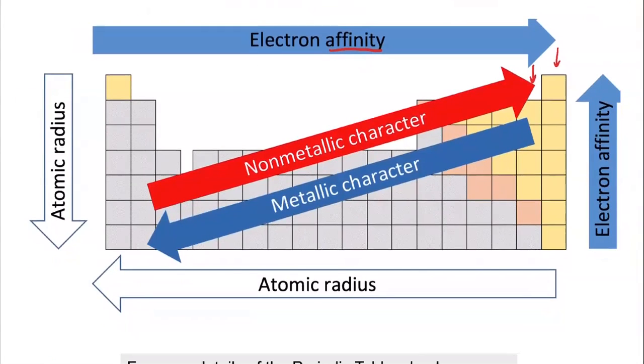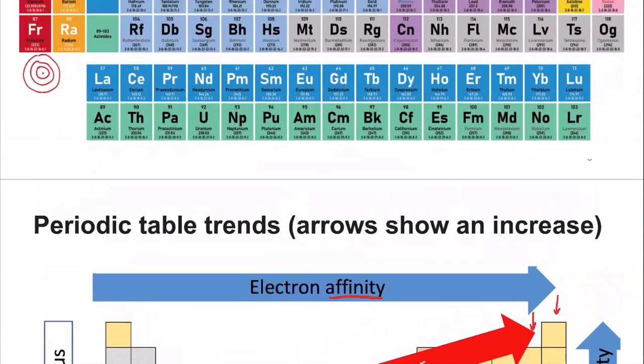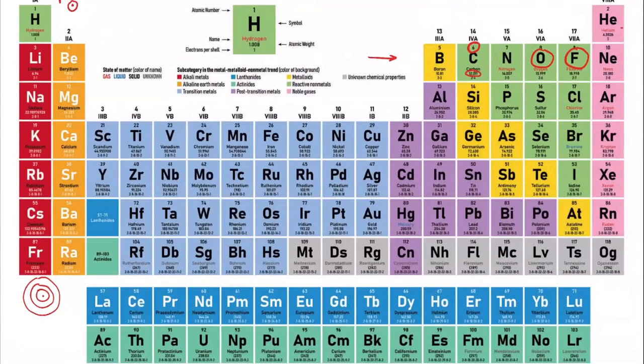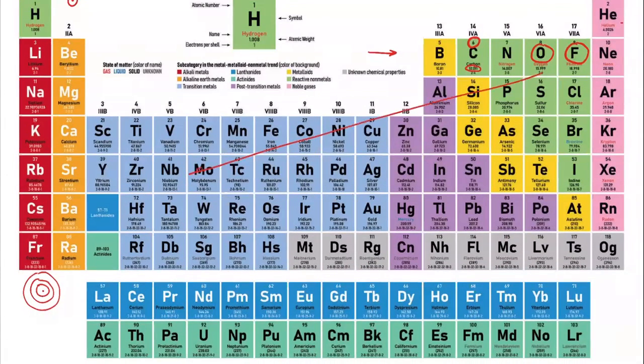There's also a major trend I want to point out: if you go from the top right to the bottom left, the metallic character is going to increase, right? If you look again at this periodic table, if you go from here to here, the elements become more and more metallic. For example, rubidium, cesium. They are very metallic. They can even react with water, highly reactive. They want to give up their electrons so much, right?